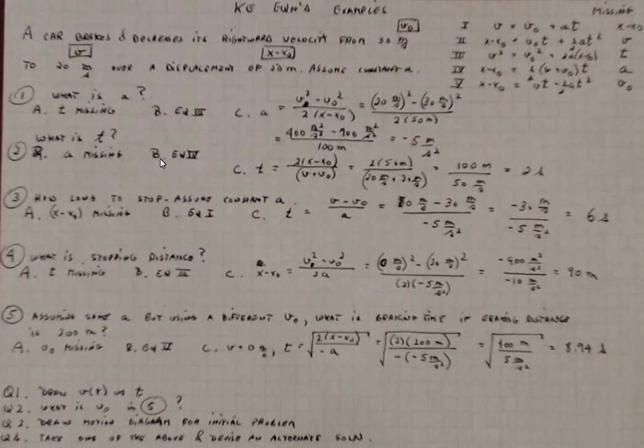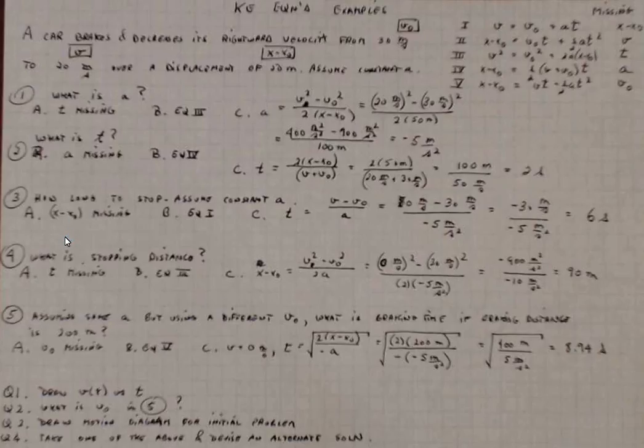So if we look back at the equations, a is missing. It was missing initially. We could have solved it differently if we'd taken a as a known quantity. But if we assume that a is missing, then what is t? So we're going to go over to this equation 4 right here, which if you solve for t is 2 times x minus x naught divided by v plus v naught. So that's 2 times 50 divided by 20 meters per second plus 30 meters per second. In other words, it's 100 meters divided by 50 meters per second, and that is 2 seconds. 2 seconds for this scenario to occur.